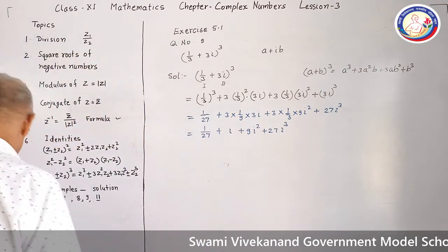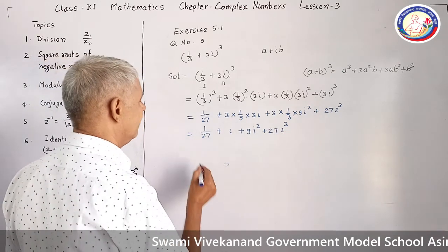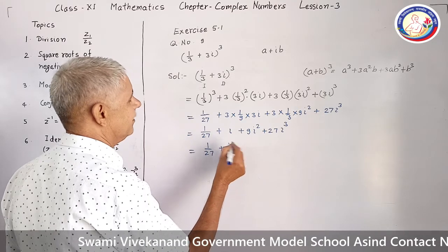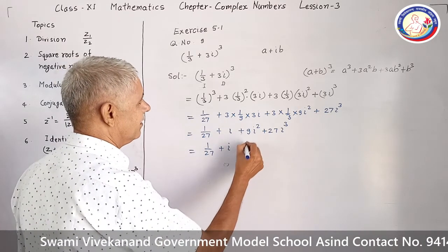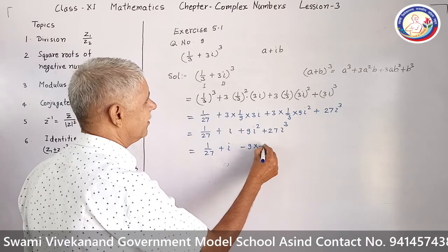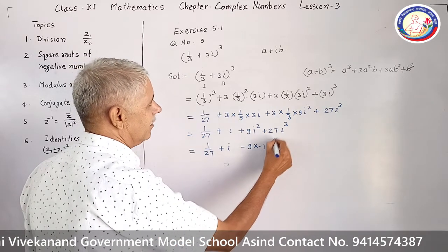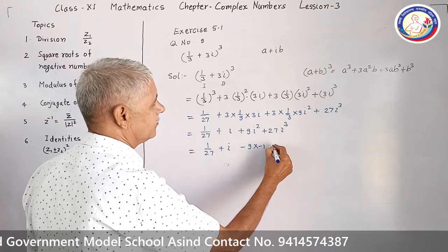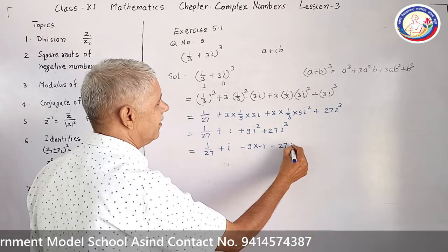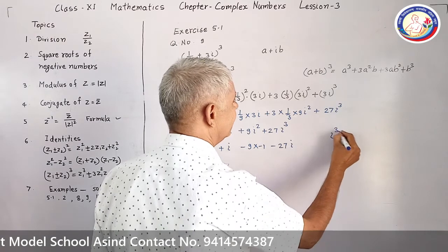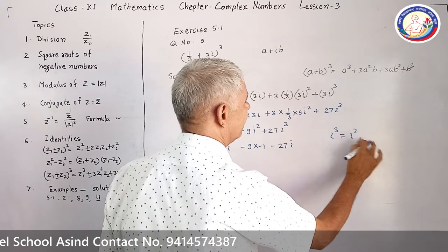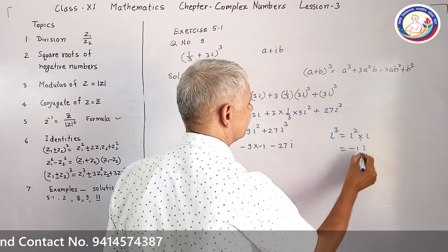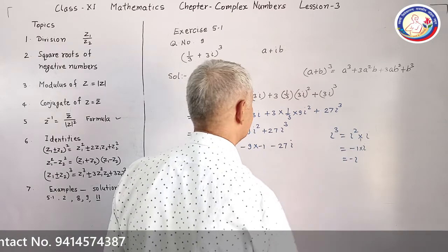Now write it in the form of ι only. 1/27 plus ι, it can't be simplified, and we can write here 9 into minus 1 in place of ι². And here also ι³ is minus ι. So we will write minus 27ι because ι³ is equal to ι² into ι, that is minus 1 into ι, minus ι.